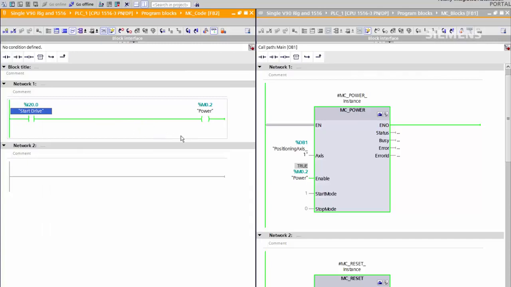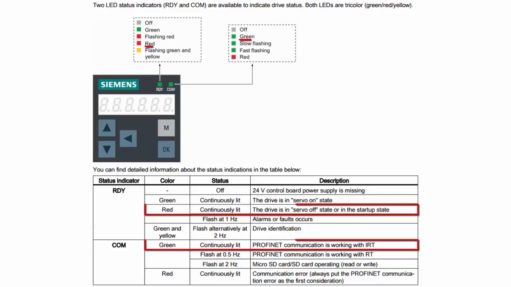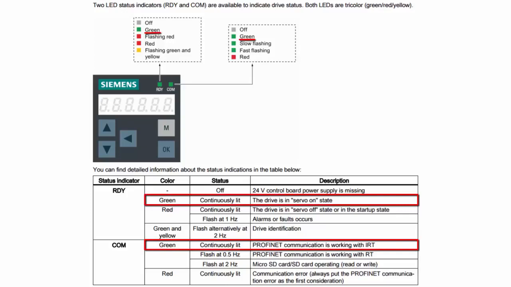On a new V90, the status of the drive can be viewed on the LEDs at the top of the display. When the drive is ready to run and comms have been established, the ready light will be red and the comms light will be green. When we take control of the drive with the MC power block, both lights will become green.